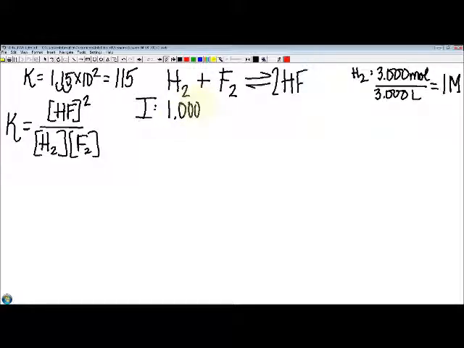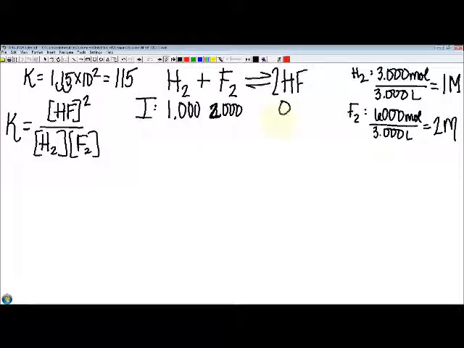Okay, and for the F2, we have 6 moles to start with in our 3-liter container. So that would be a 2 molar mixture. Okay, and it doesn't say anything about our product, the HF. So the initial concentration of the HF, if we don't have anything put in first, would just be 0. Okay, so that's step 3.